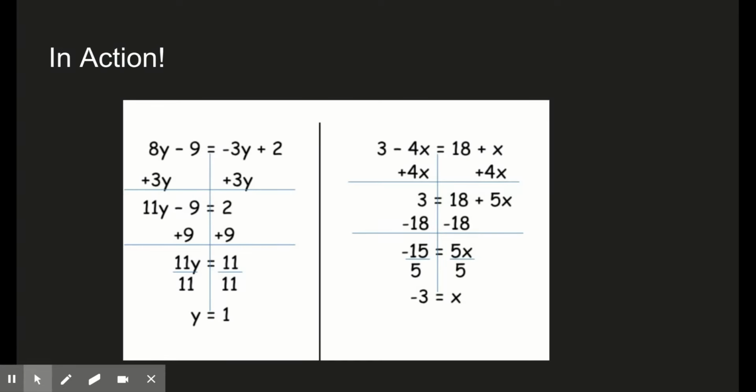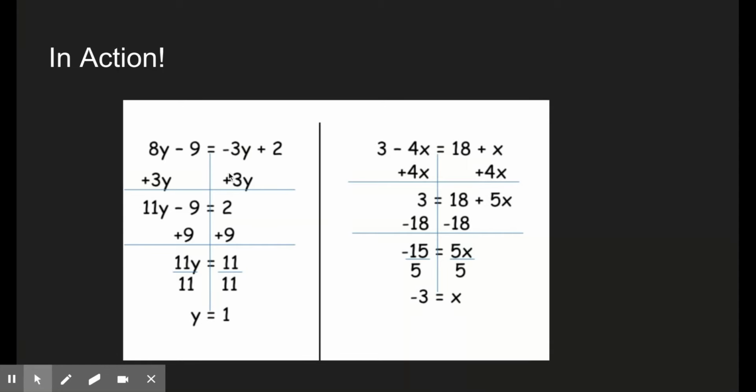This is it in action. So the equation is 8y. Remember that y does not always have to be x. It can be whatever letter, okay? 8y minus 9 equals -3y plus 2. The first thing I'm going to do is move my variables to the left side. Like I said, we do the opposite. Since this is a -3, I'm going to do a +3 because I want to get rid of this. And the only way I can get rid of this is by making it turn into a 0.